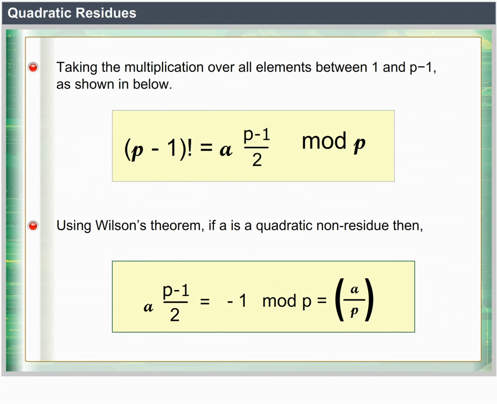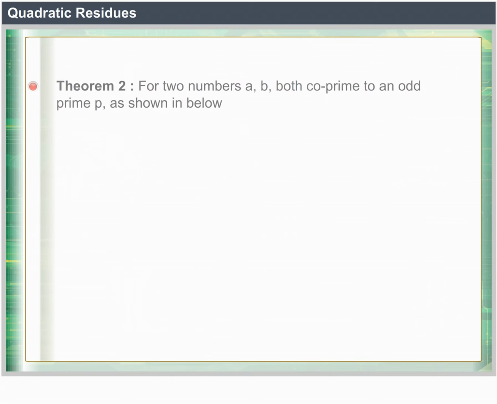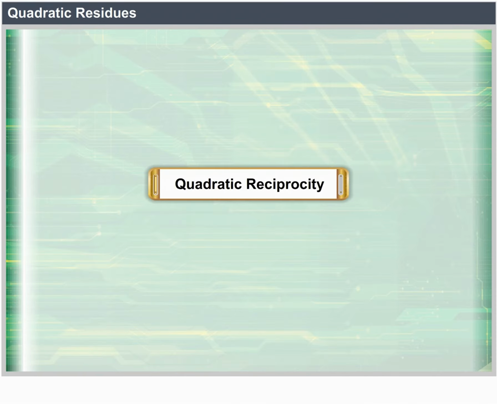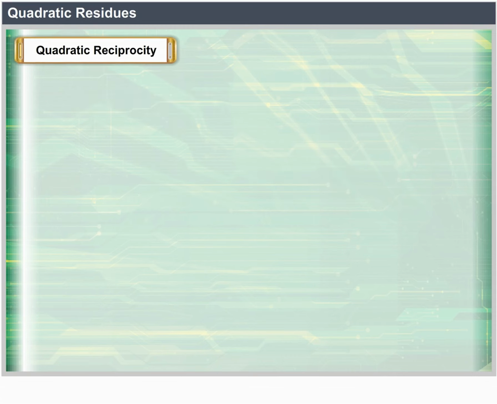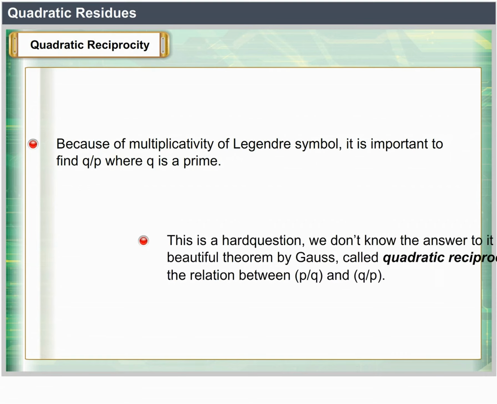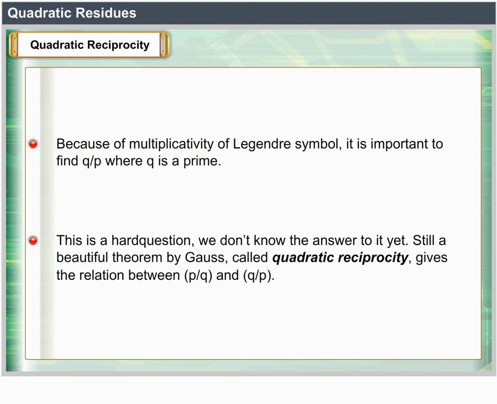Theorem 2. For two numbers A and B, both co-prime to an odd prime P, as shown below. This is known as the multiplicativity of the Legendre symbol. Quadratic reciprocity. Because of the multiplicativity of the Legendre symbol, it is important to find (q/p) where q is a prime. This is a hard question. We don't know the answer to it yet. Still, a beautiful theorem by Gauss called quadratic reciprocity gives the relation between (p/q) and (q/p).